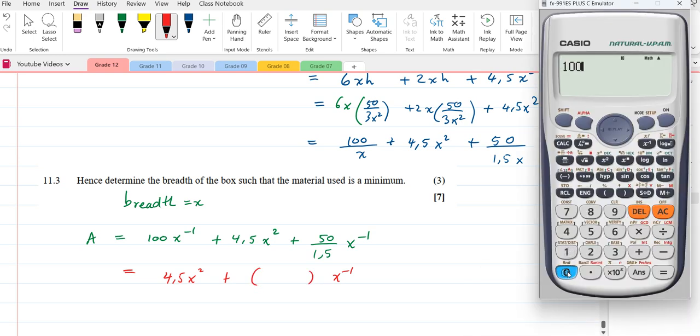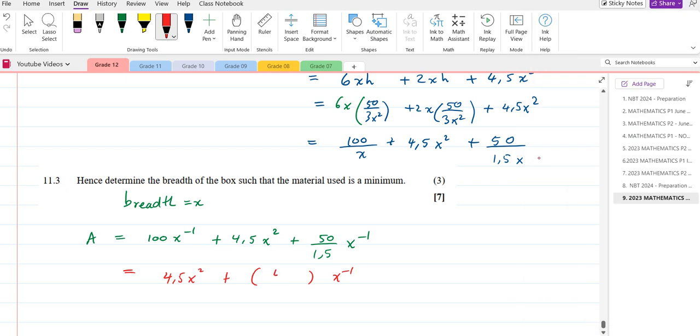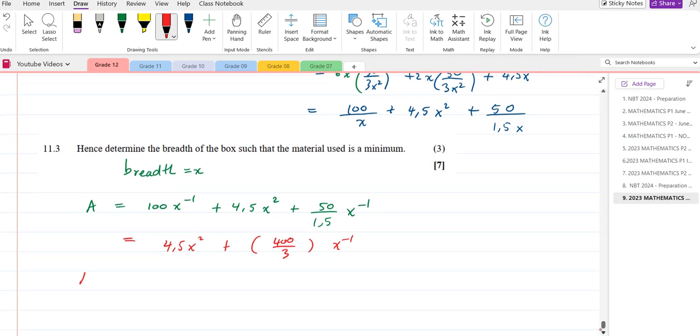So what's 100 plus 50 over 1.5? I'm getting 400 over 3, right? Now we find the derivative and make it equal to 0. Obviously this will be a minimum, because we have, no, we can't really say we have a parabola there. Alright, so let's differentiate this and see what we get.